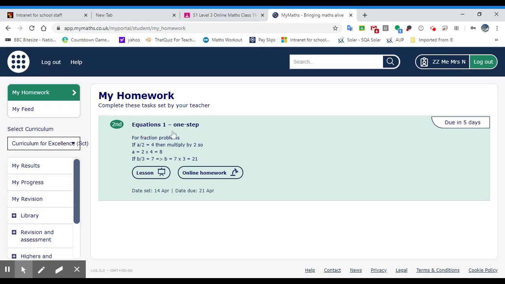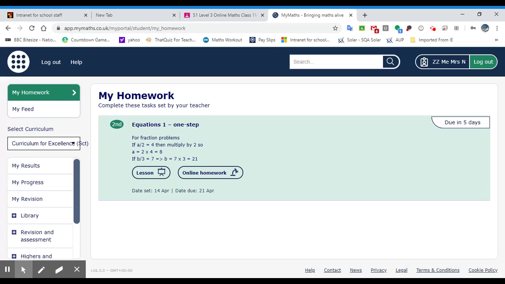If I go to this, then equations one step is revision for you. The whole practice of this, learning how to use the site is a task in itself. Okay, you'll find there's 2 things. You've got lessons and you've got online homework. So what we're going to do is go to the lessons, but what I've put here is for fraction problems.